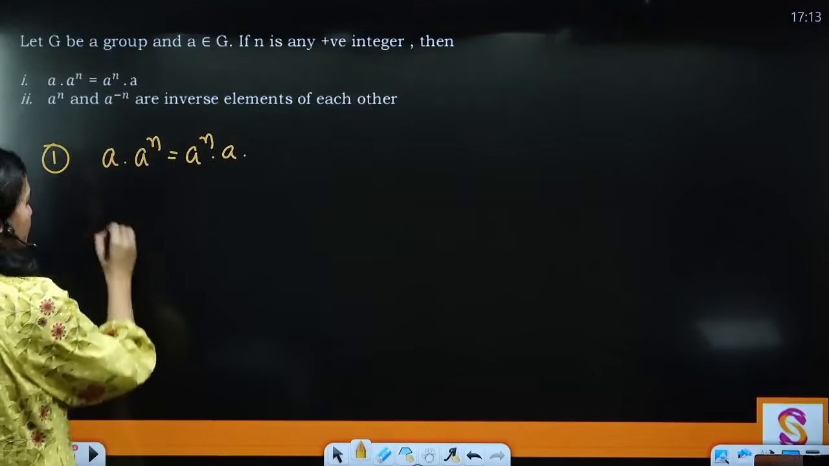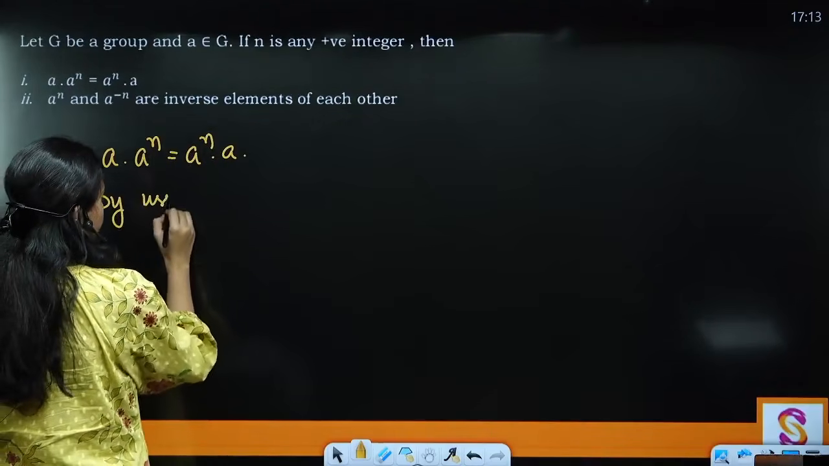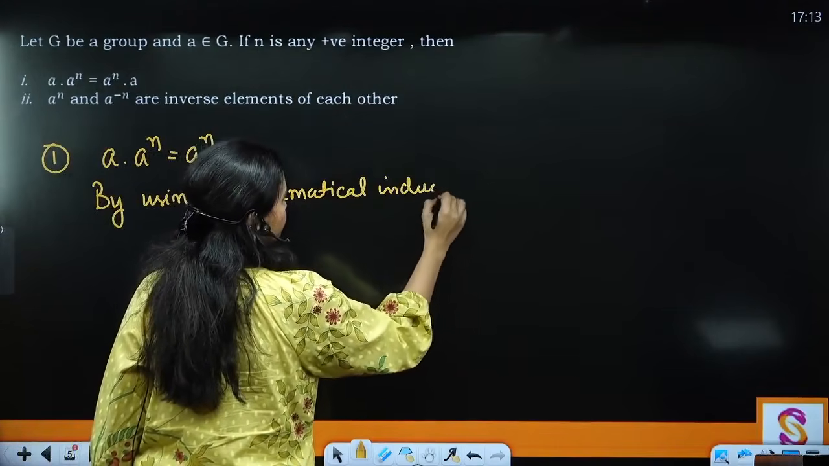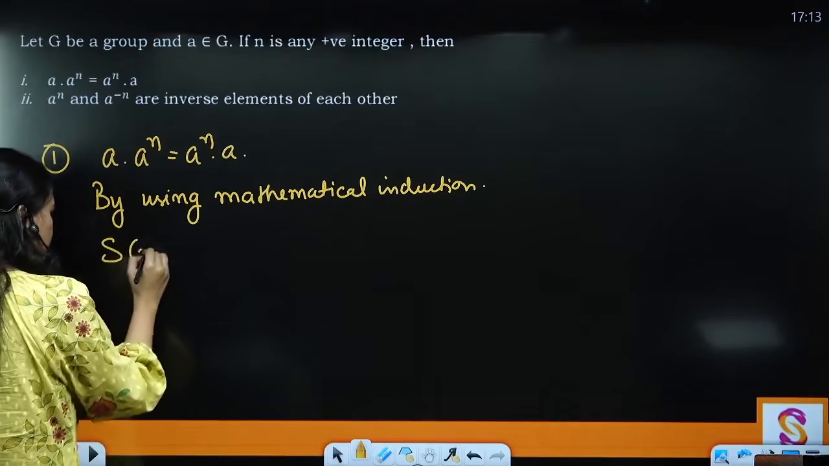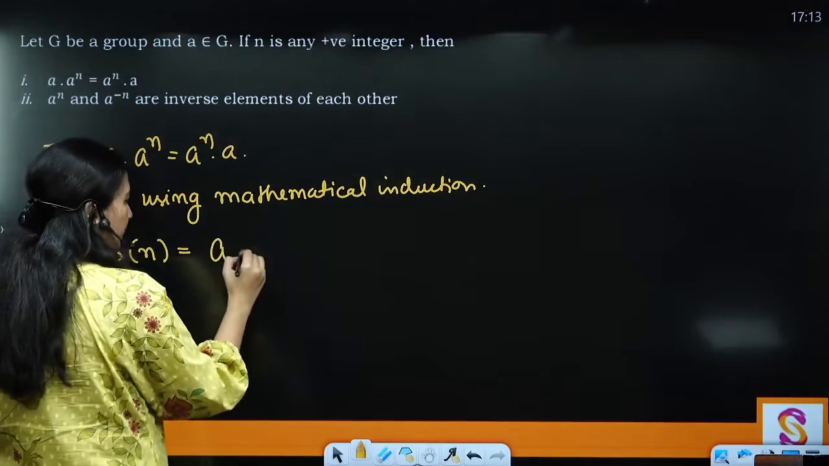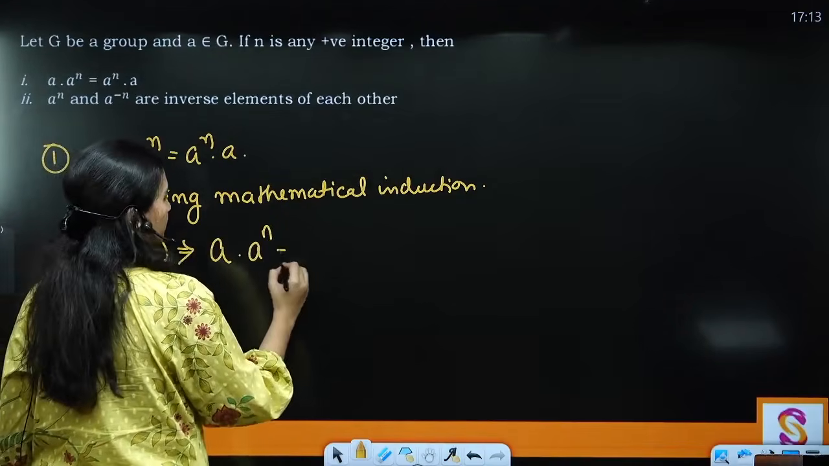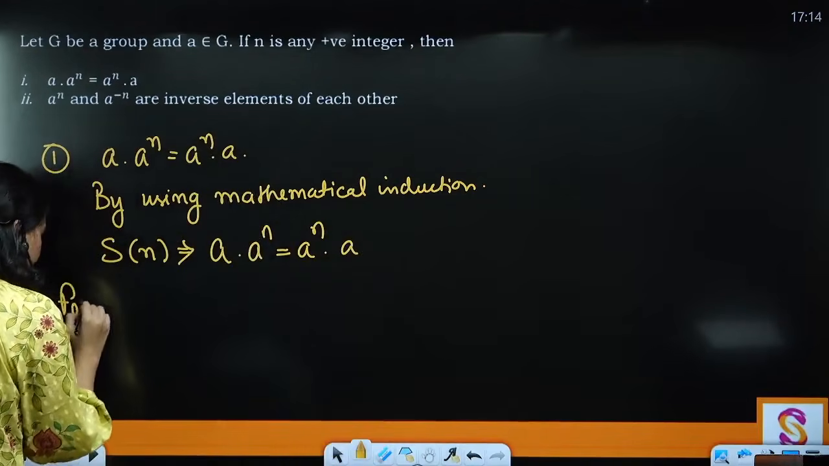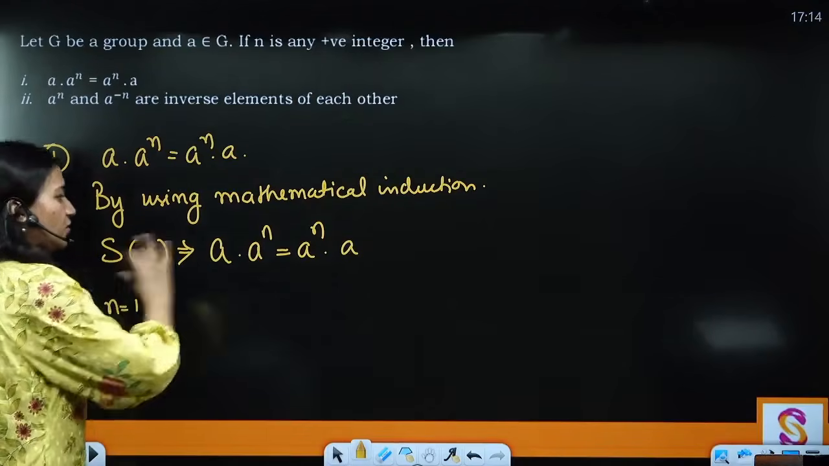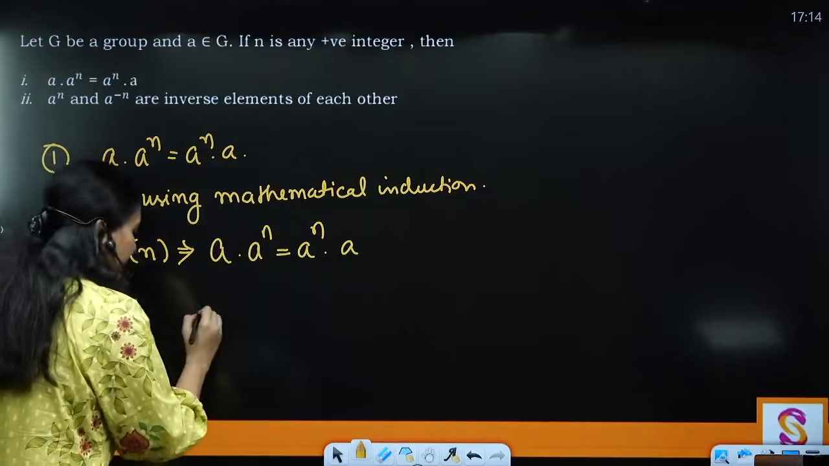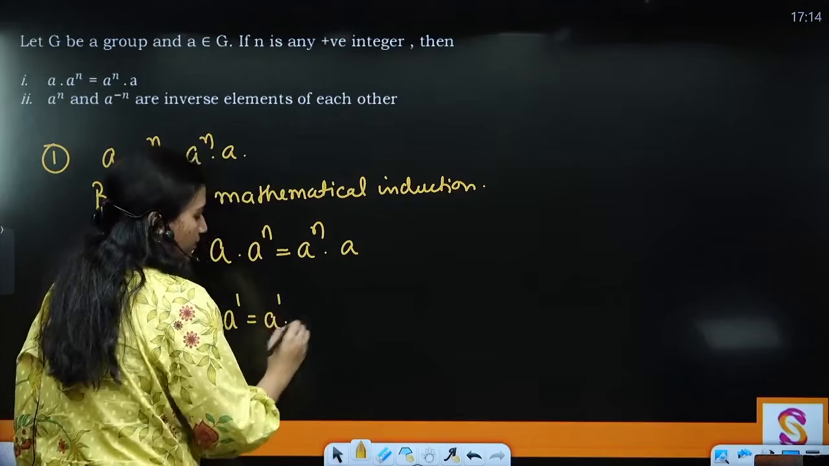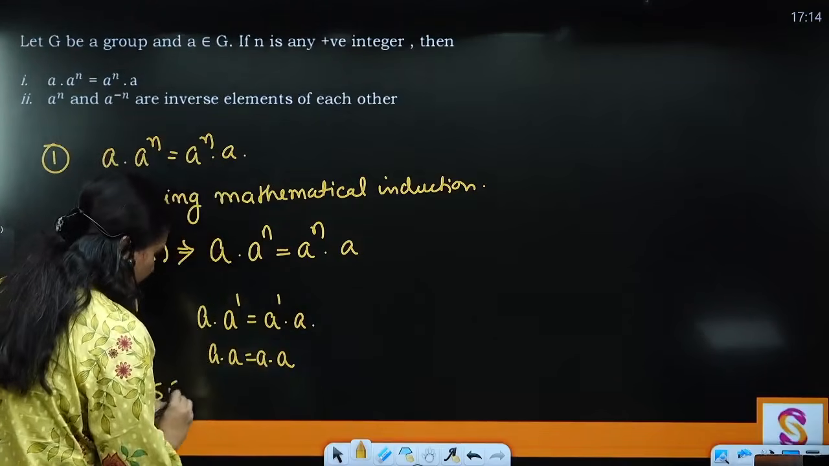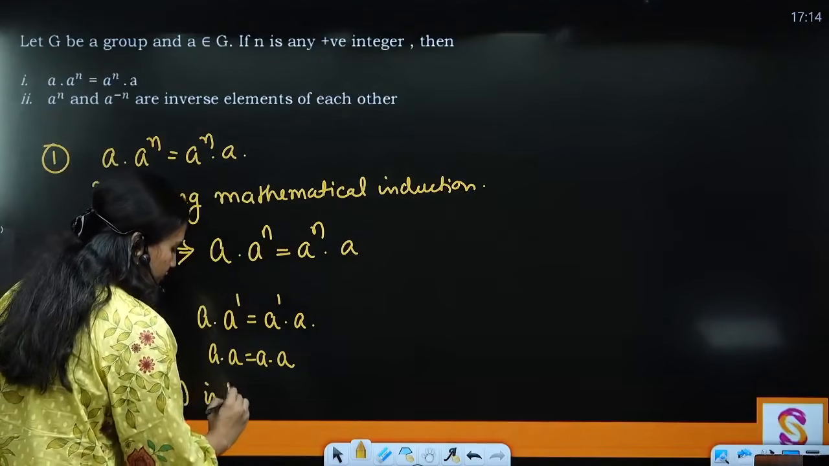If you remember what we used to do in mathematical induction, first we used to assume a statement. So let Sn be A dot A to the power n equals A to the power n dot A. Now first we'll check if the statement holds for n equals 1. It is going to give me A dot A to the power 1 equals A to the power 1 dot A. So it clearly holds. I can write it as A dot A equals A dot A. So this implies that S1 is true.